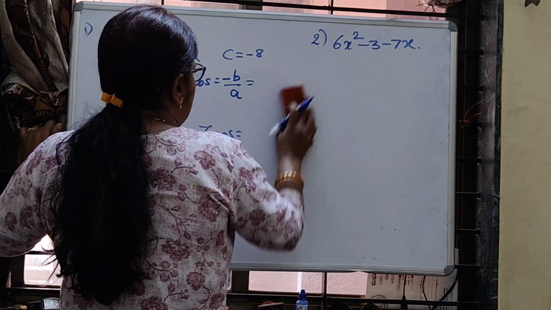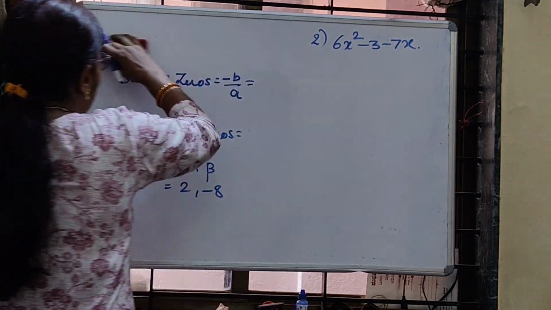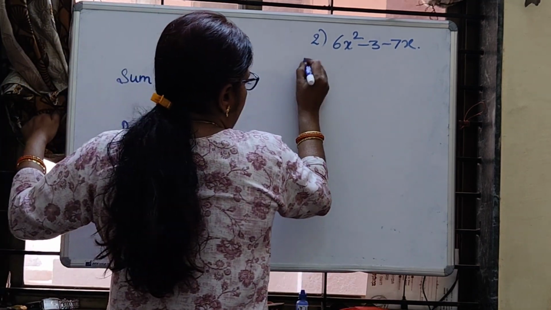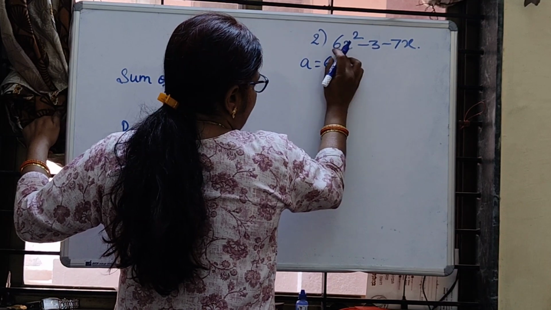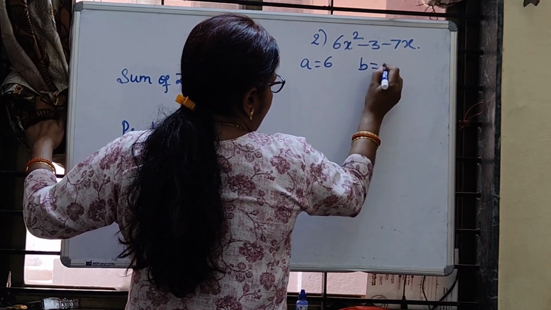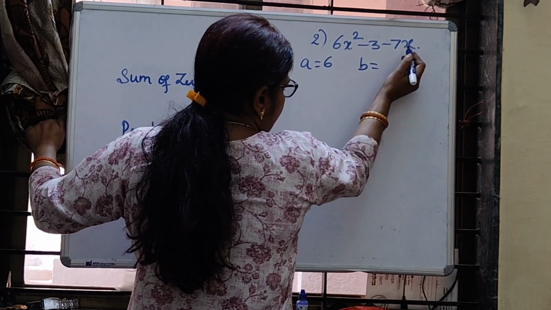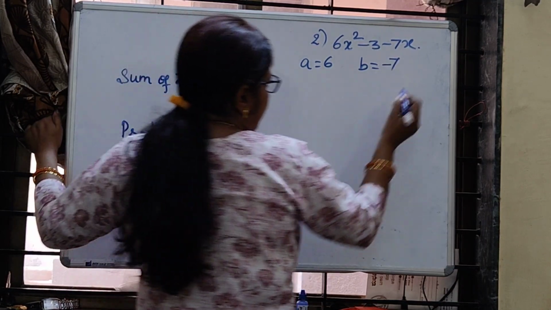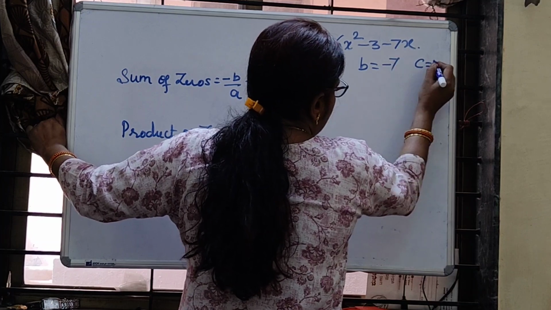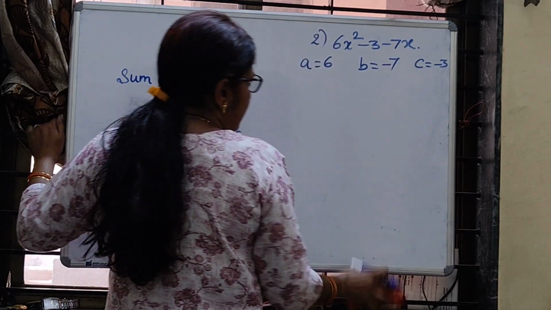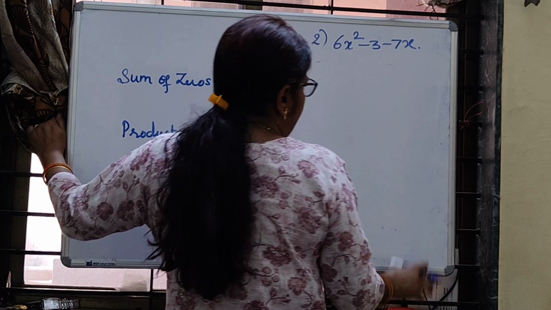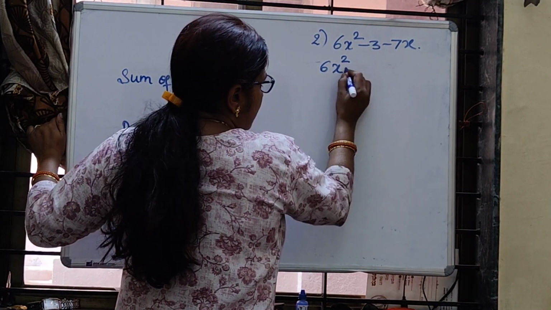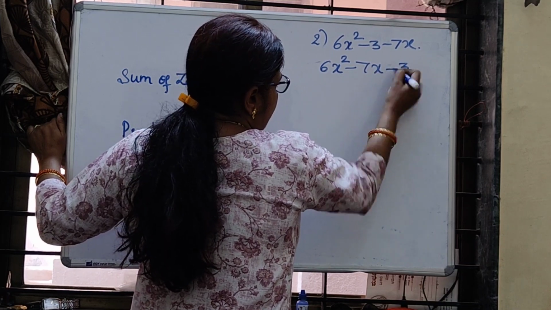Now similarly in the second question, what are a, b and c? Here a is equal to 6, the coefficient of x square. The coefficient of x is minus 7, so b is minus 7. The constant is minus 3. If you don't understand this, rearrange the polynomial in standard form: 6x square minus 7x minus 3.